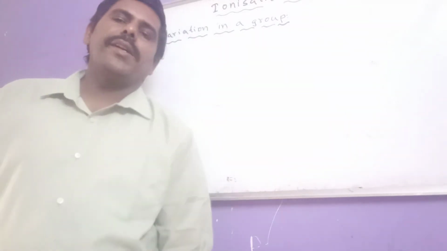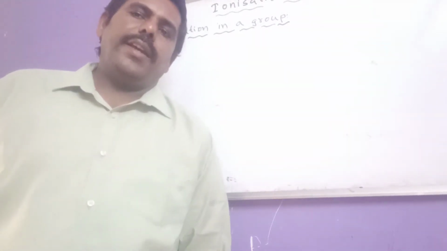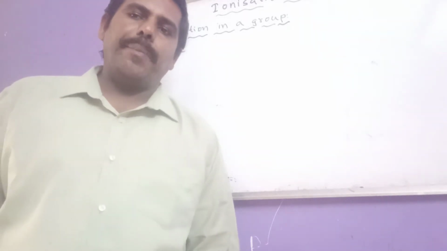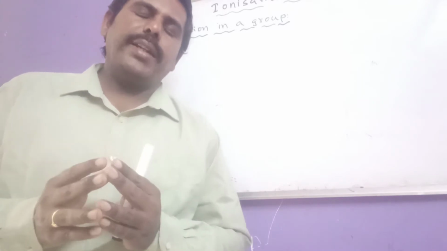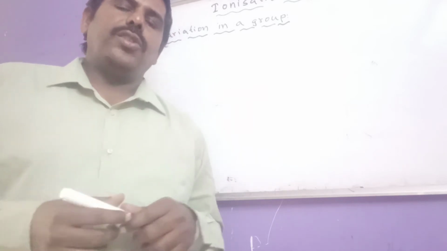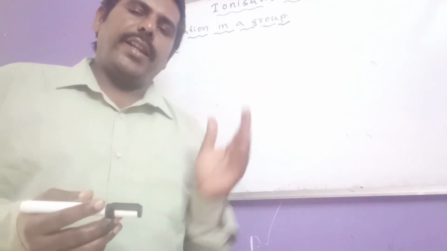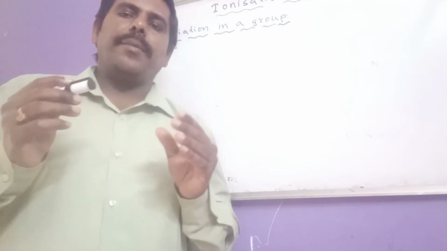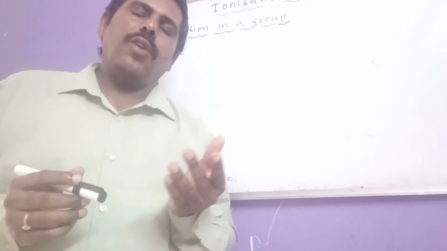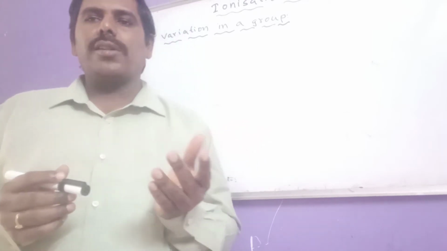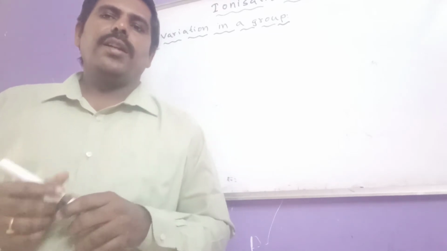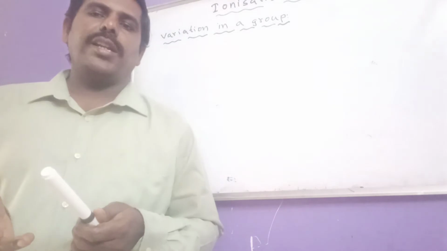Hello to everyone. In this video, let us discuss variation of ionization potential in a group and in a period, and some important aspects regarding ionization potential. So already we know the definition of ionization potential. What is that? The minimum amount of energy required to remove the outermost electron from a neutral gaseous atom is known as ionization potential. What are the units of ionization potential?